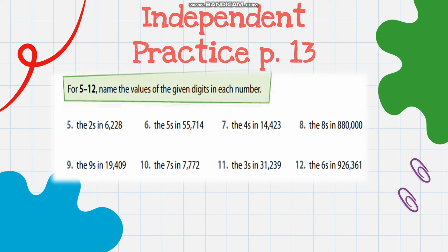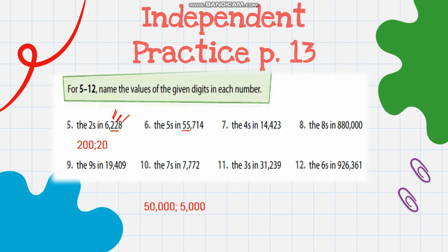Here, you're not going to discuss the relationship. You just simply name the values of the given digit. So like for example, number 5, what are the values of 2? So the value of 2 here and the value of the second 2. So this is ones, tens, hundreds. So 2 multiplied by 100 is 200 and 2 multiplied by 10 is equivalent to 20. That's why the values of the given digits are 220.